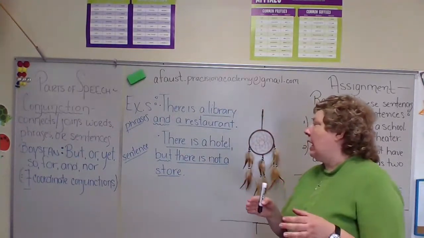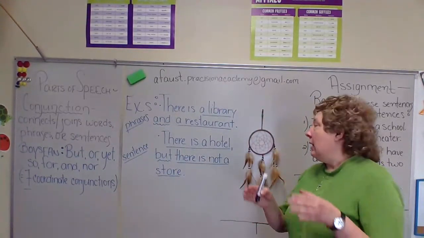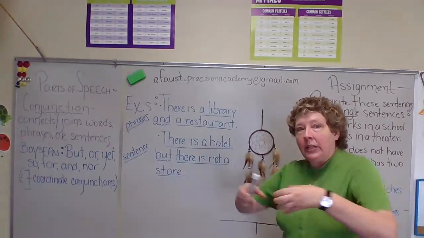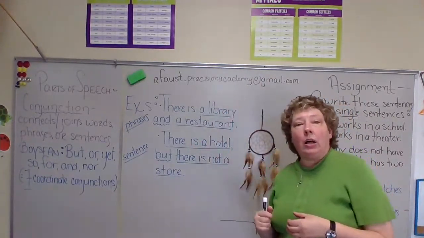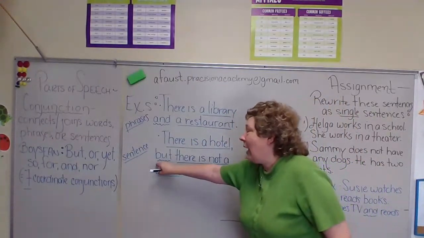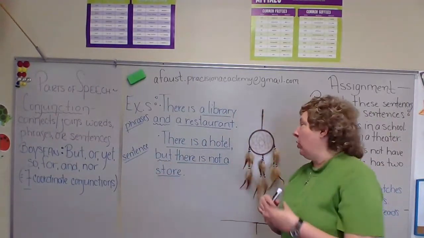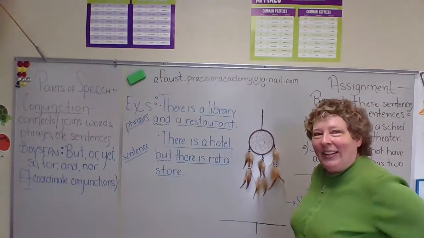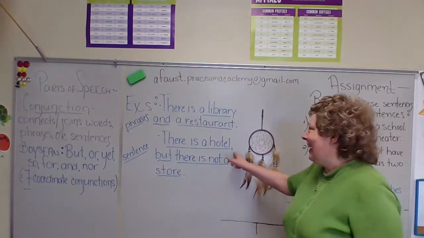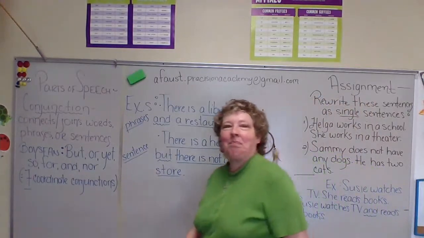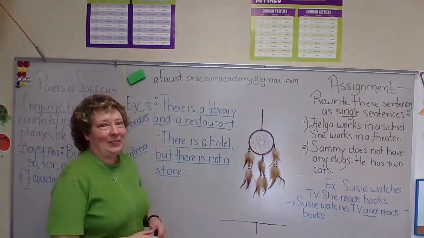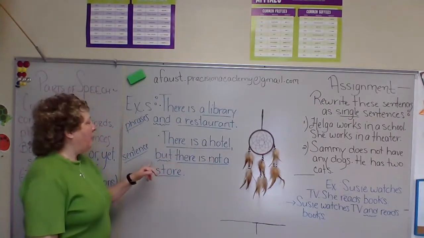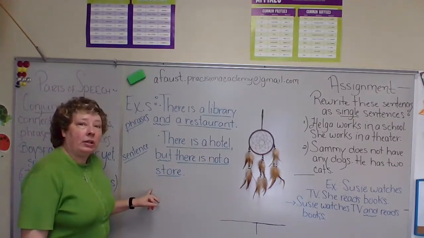So there is a hotel. There is not a store. They're put together, so they're together, and one doesn't fall off with that word. That connects the two. And ooh, look, there's a comma. Does this look familiar? Yeah, the comma there. Okay. Do not forget commas. Yes. So we have, there is a hotel, comma, but there is not a store.